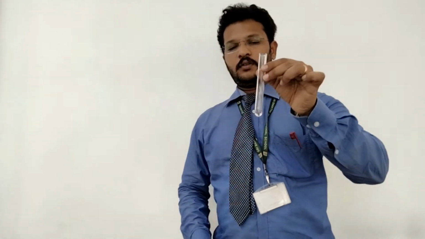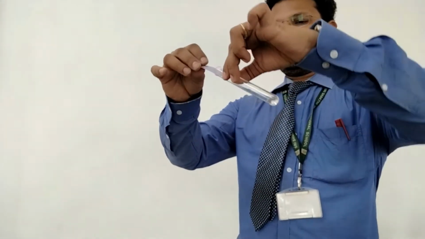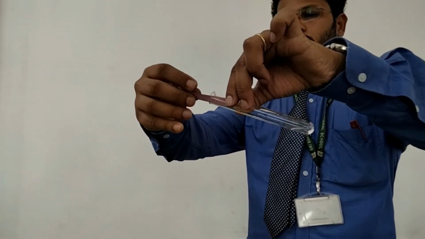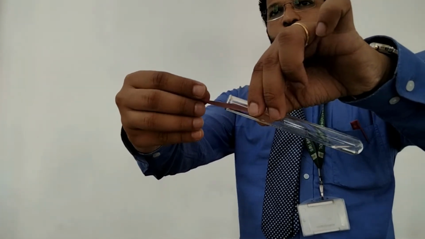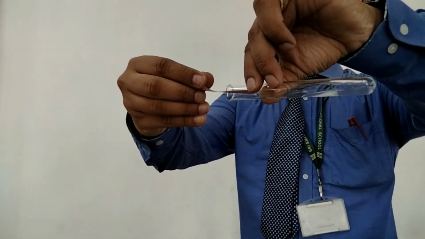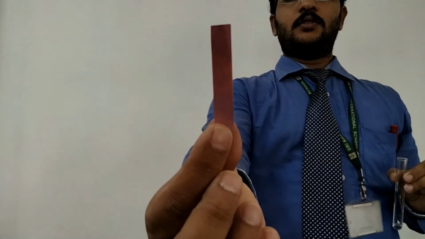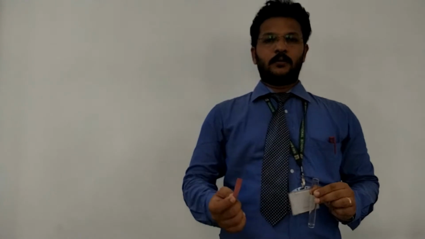Here I have taken some amount of the organic acid. I am going to introduce blue litmus paper inside this. The vapors of the acid turn the blue litmus red, right? Can you find it here? The blue litmus turned completely red in color. So this shows that the group present here is an acidic group. It can release H plus ions.